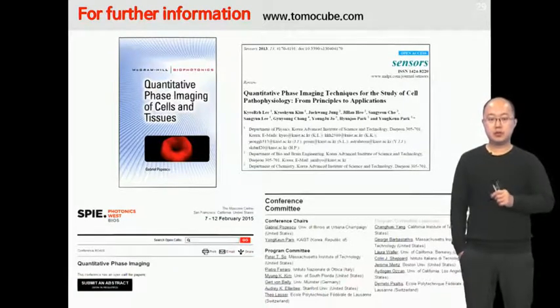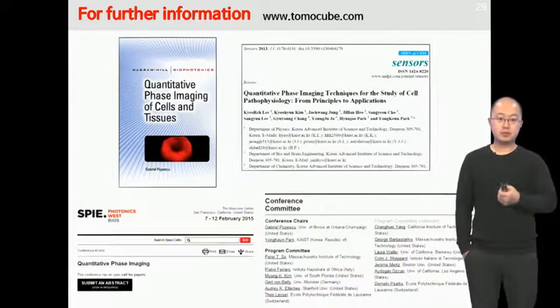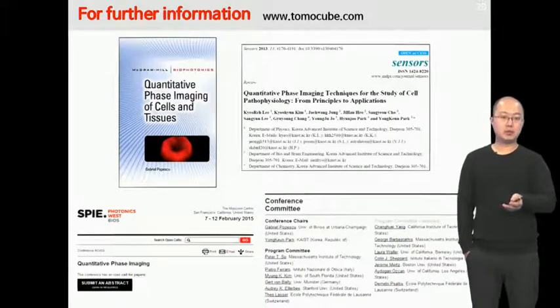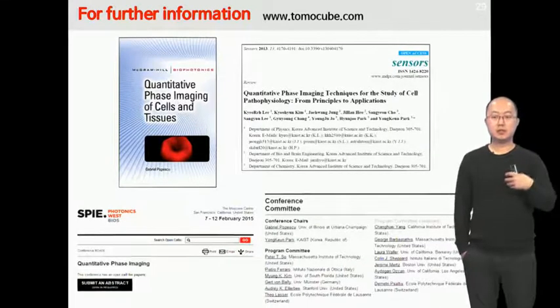So in this talk, I have briefly mentioned the principle of the holotomography system or the optical diffraction tomography system, which enables measuring the three-dimensional distribution of refractive index of biological samples, which can provide unique advantages compared to the existing imaging techniques.